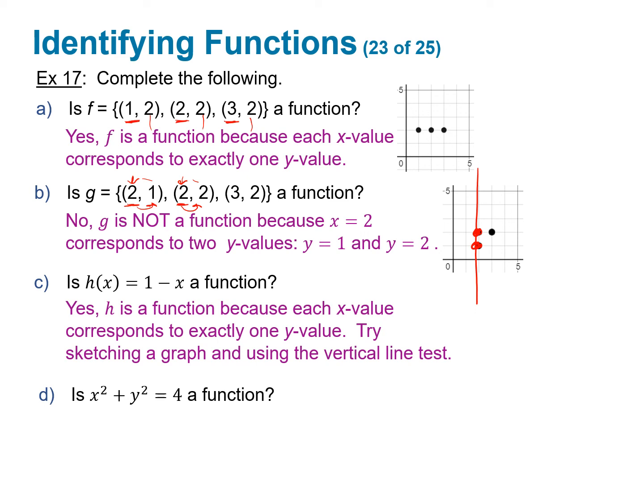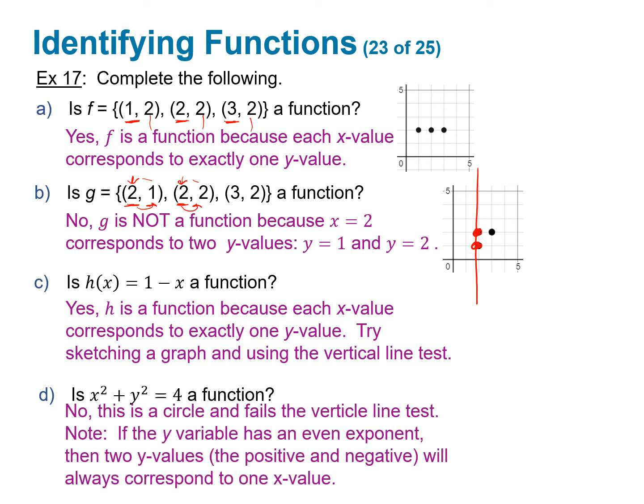Whereas this one, x squared plus y squared equals 4, it's actually a circle. So if we graph that in the calculator, we'd see that it's a circle. And it's not a function. It's a circle because a circle does not pass the vertical line test. It's going to touch twice on most vertical lines.